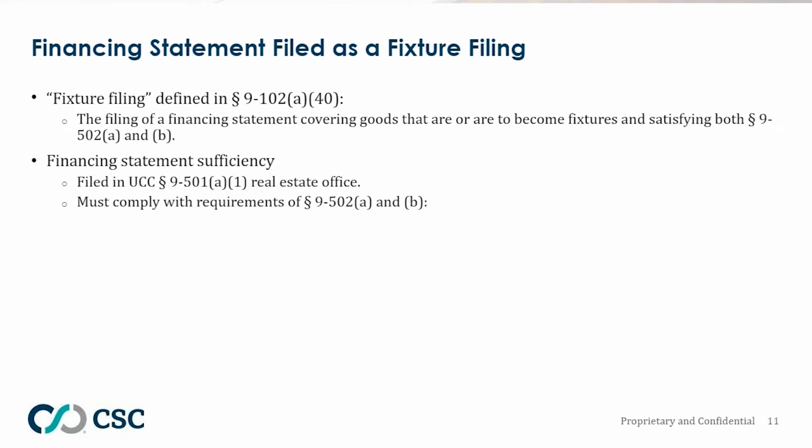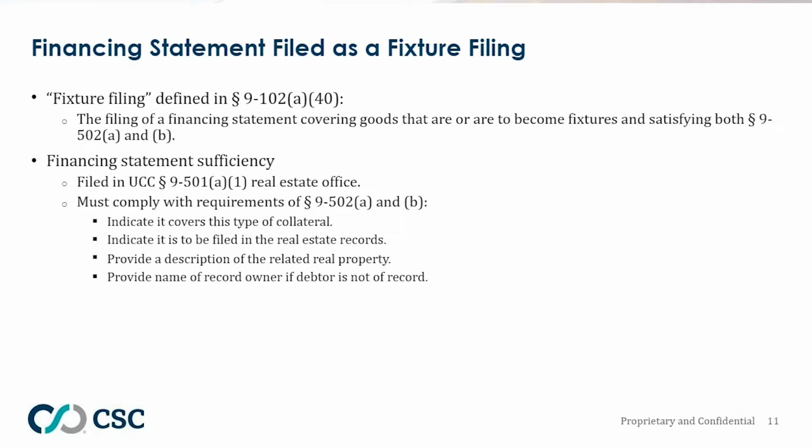It must comply, as I said, with the requirements of 9-502(a) and (b). 9-502(a) is simply name of the debtor, name of the secured party, and an indication of the collateral. But because these are going into land records, which have different methods of indexing, 9-502(b) also requires that it indicates it covers the type of collateral. The reason is that if it's filed in the real estate records, it may not say expressly fixtures. It might say all assets or something to that effect. So it needs to indicate that it covers that type of collateral.